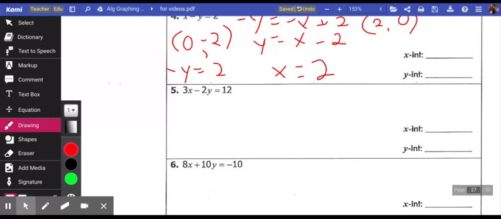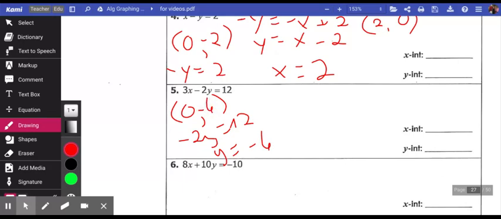Okay, so the next one, I'm going to cover my 3x with a 0. And so then what I have left is -2y equals 12. And so I have y equals -6. Okay, then I'm going to cover my y with a 0. So we cover up the -2y. The negative has to go covered up with it. And then we have 3x equals 12. So we have x equals 4. See, now I like that one better than solving for y, and I just think it's a quicker way.